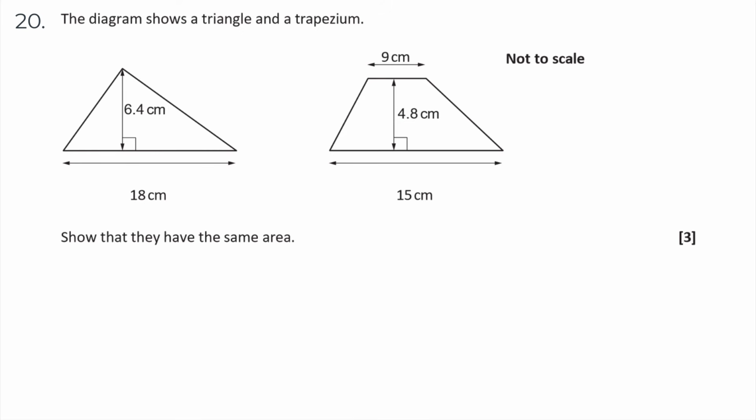The diagram shows a triangle and a trapezium. Show that they have the same area. Well, the area of a triangle is half base times height, isn't it? So just subbing that into the formula. Half times the base is 18, look, so that's going to go there, and the height is 6.4. So subbing those values in, half times 18 times 6.4.